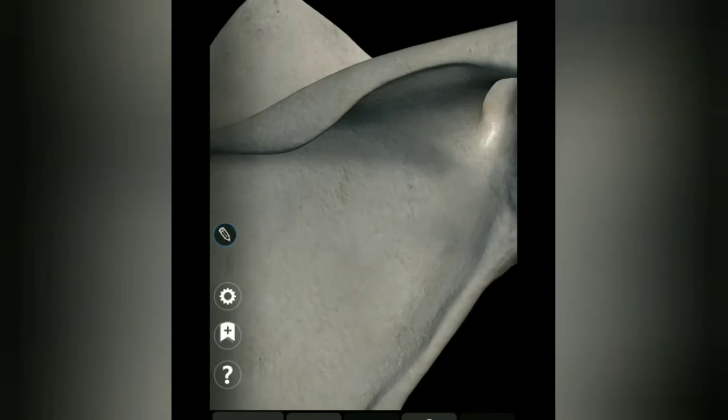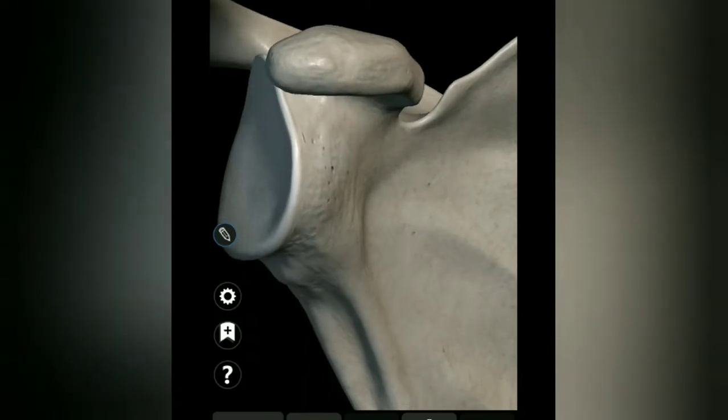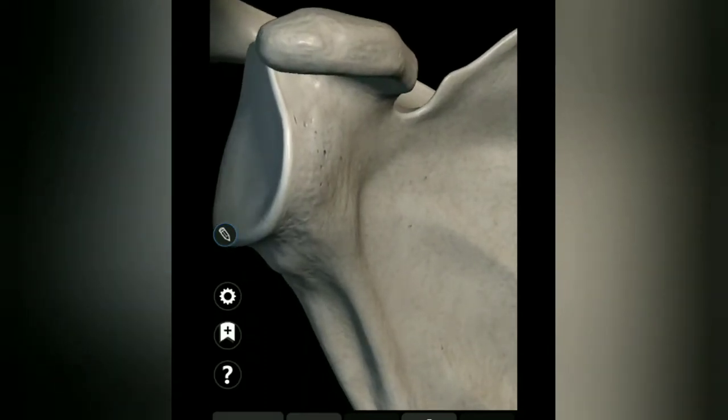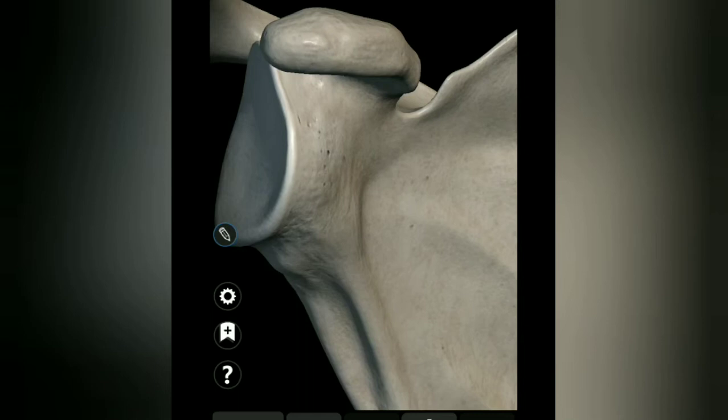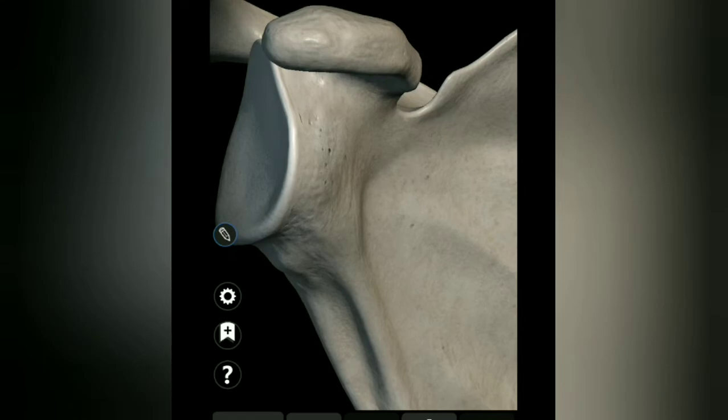Now coming to the third process, that is the coracoid process. See, this one is the coracoid process, and it is directed forwards and slightly laterally. It is bent and finger-like. It is an atavistic type of epiphysis.